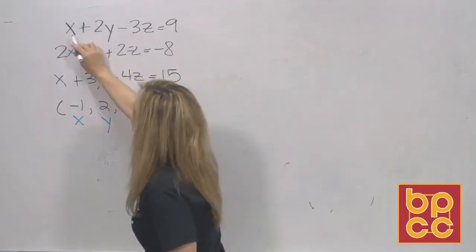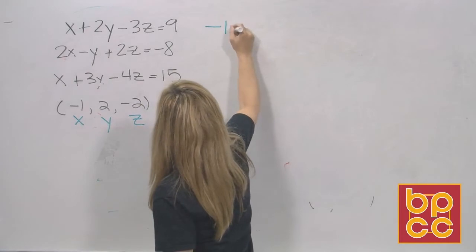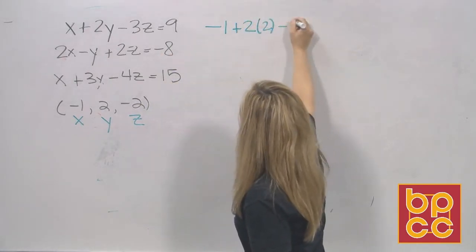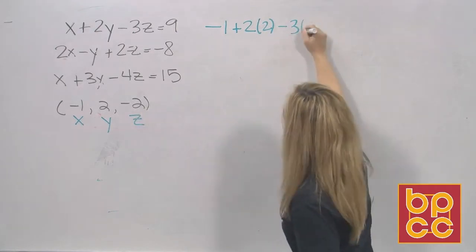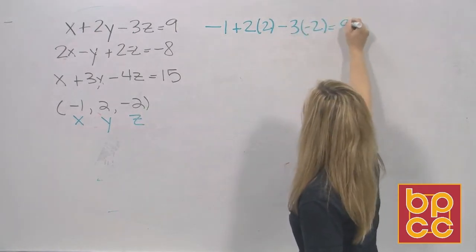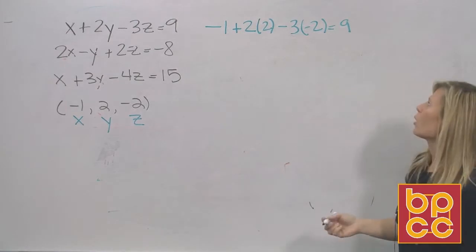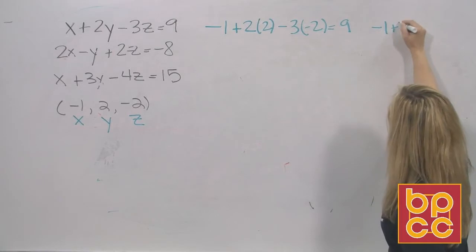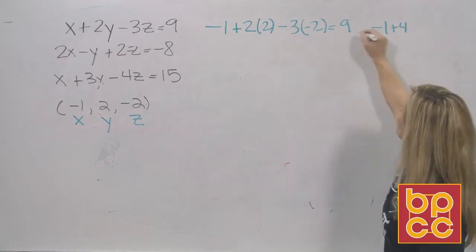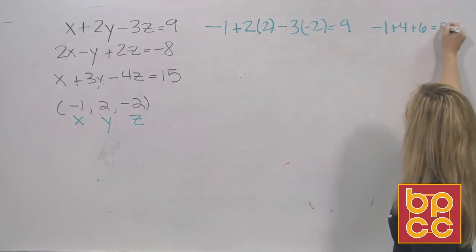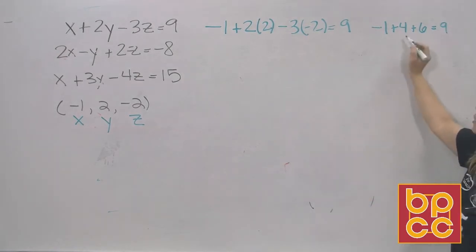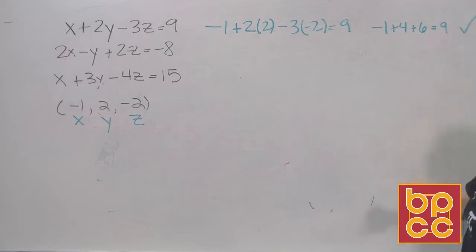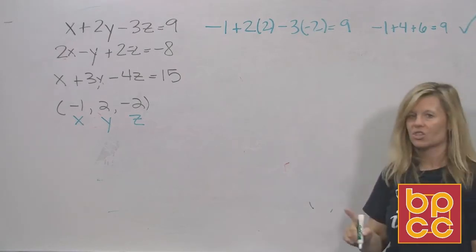So let's rewrite this. Instead of writing x, we're going to write -1 plus 2. Instead of writing y, we're going to write 2 minus 3. Instead of writing z, we're going to write -2. And we're going to see if that equals 9. Now we're going to do our arithmetic skills. Well, that's -1. 2 times 2 is 4. -3 times -2 is +6. Does that equal 9? Sure it does. 4 and 6 is 10. 10 minus 1 is 9. That checks.